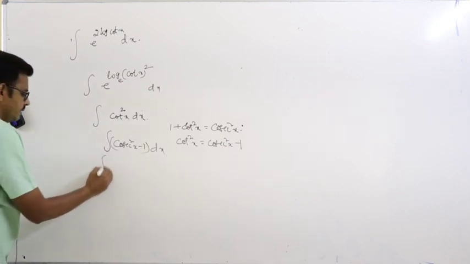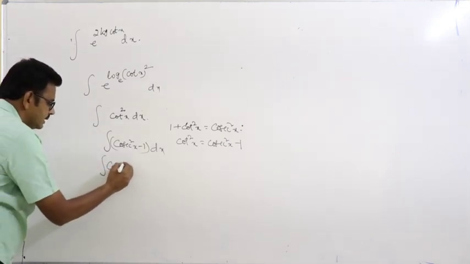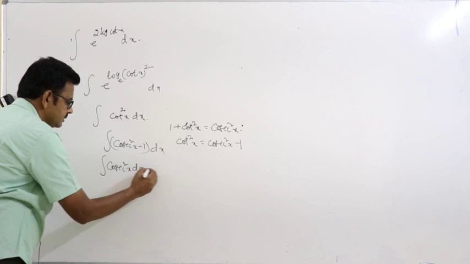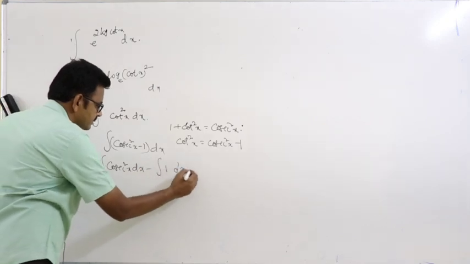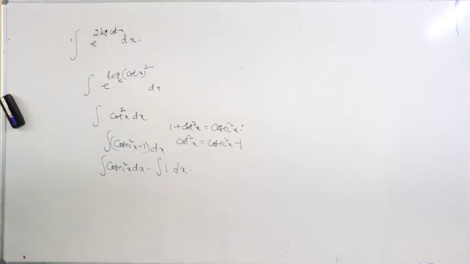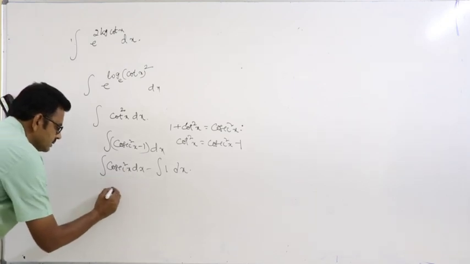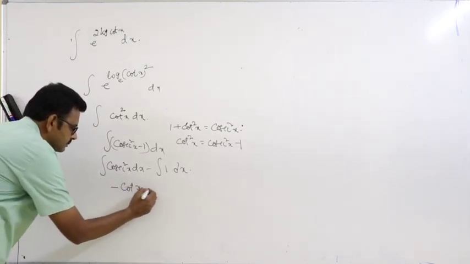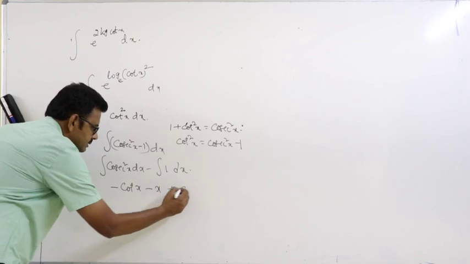So this is integral cosecant square x dx, integral 1 dx. Integral of cosecant square x is minus cot x minus x plus c.